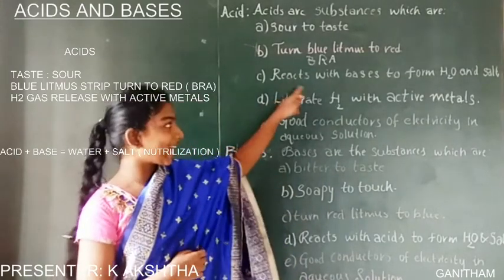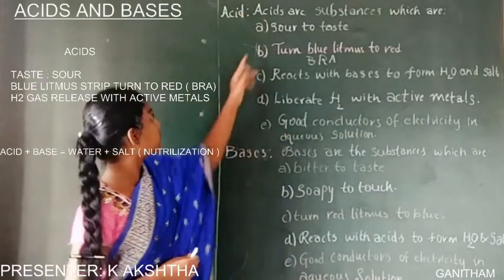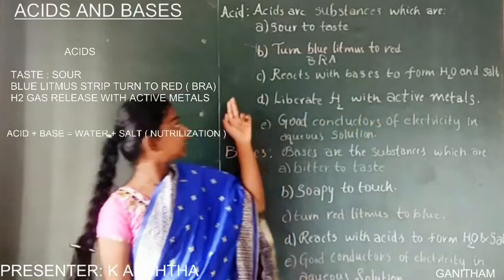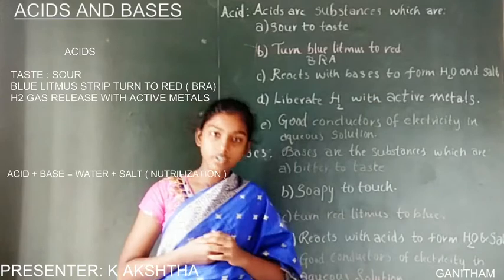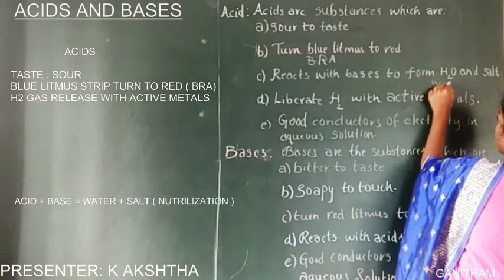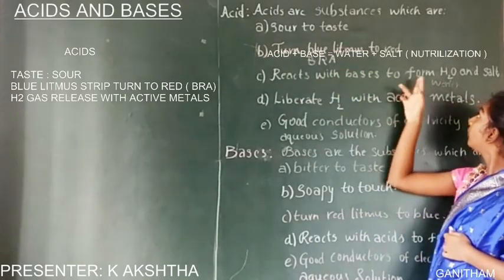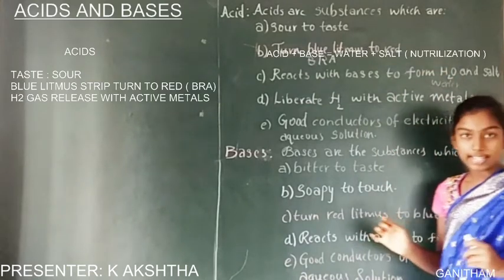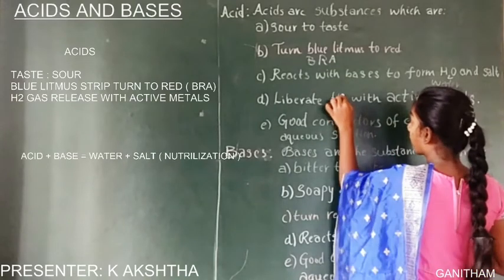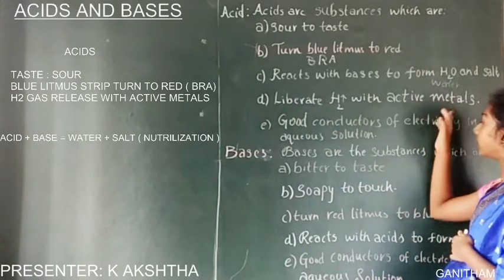And next, they react with bases to form H2O and salt. This is common for both of these. Acids react with bases to form water and salt. H2O, or water, and salt. And that's the third point. And next, they liberate H2 gas, with an arrow mark which denotes gas. They liberate H2 gas with active metals.